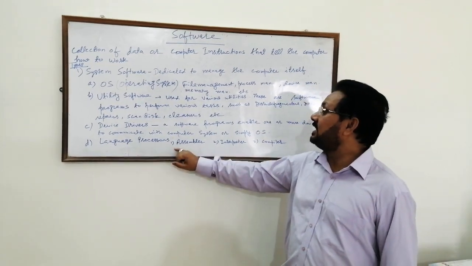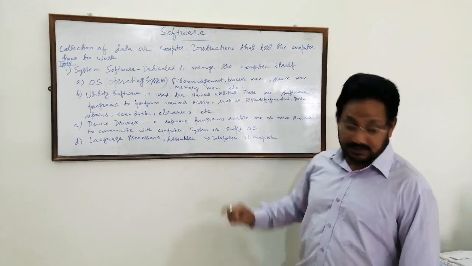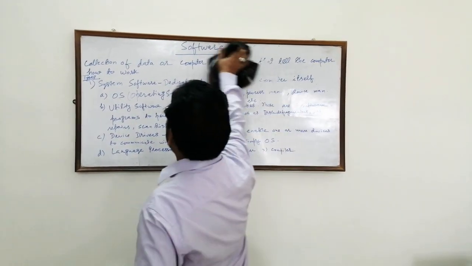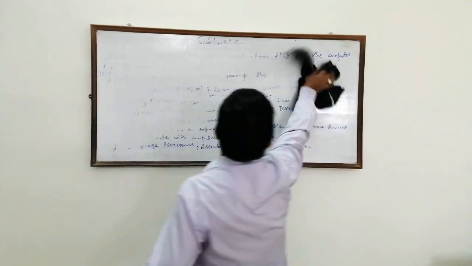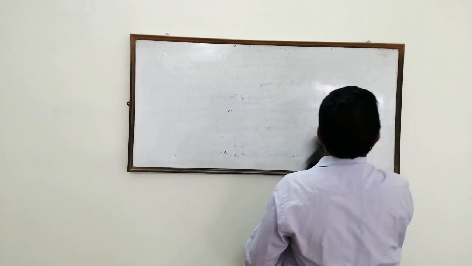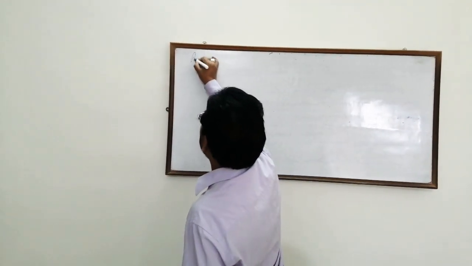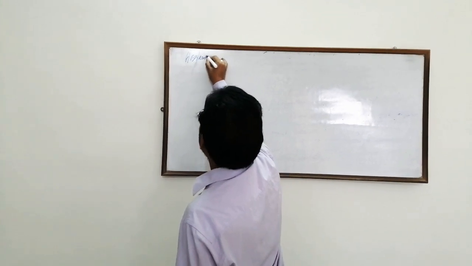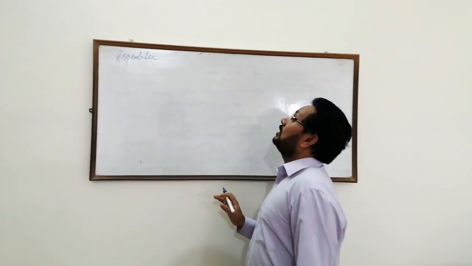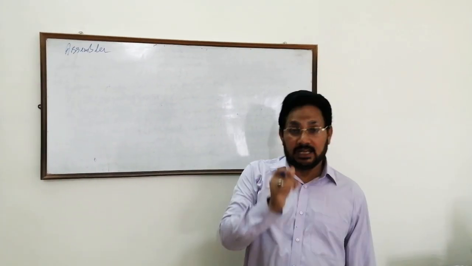There are three types of language processors. These are assemblers, interpreters, and compilers. Now, what is an assembler? I'll give you the definition as well as the explanation of the assembler. Now, an assembler is basically used with assembly language.